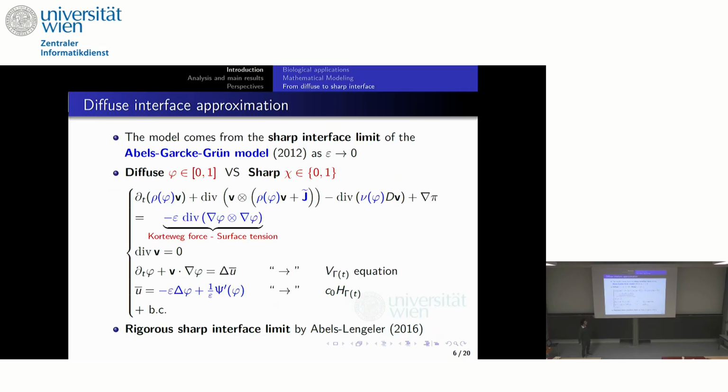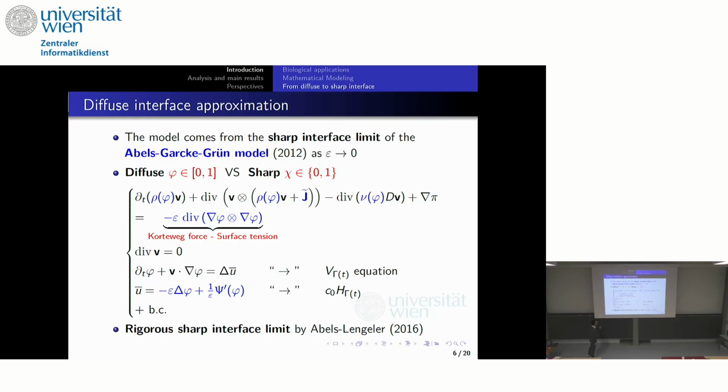Then this is exactly what I was telling you. Where does it come from? It is from here. This is the famous model by Helmut Abels, Harald Garcke and Günther Grün from 2012, where you see that we have the diffuse interface version. The surface tension is substituted by the Korteweg force, which is the term we expect to be the surface tension.